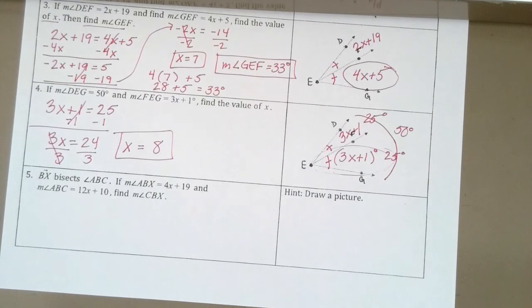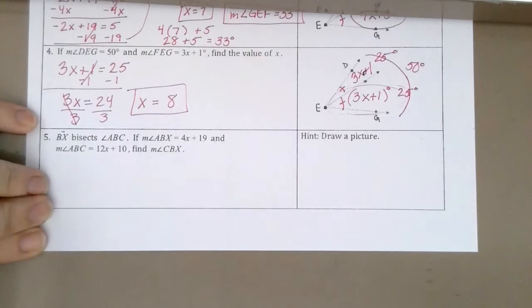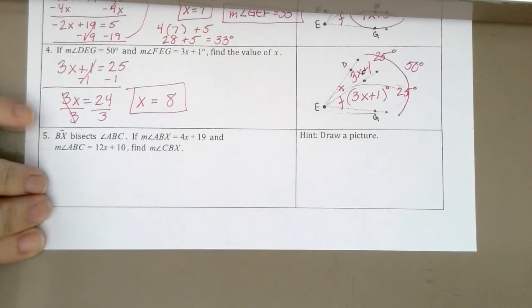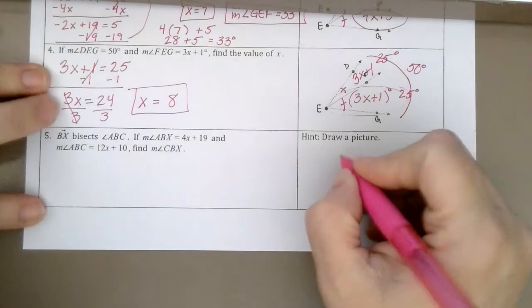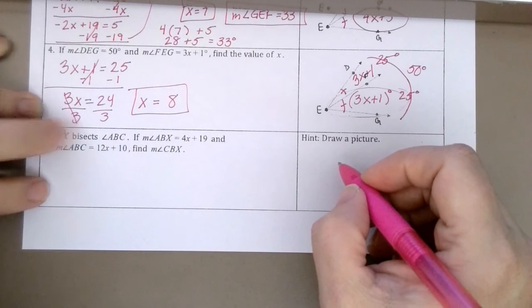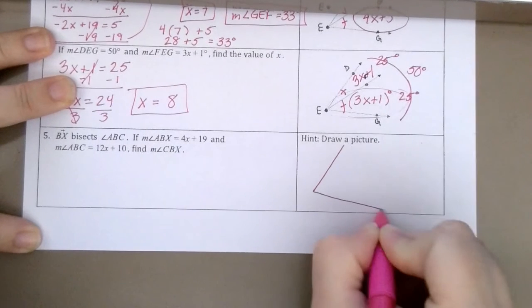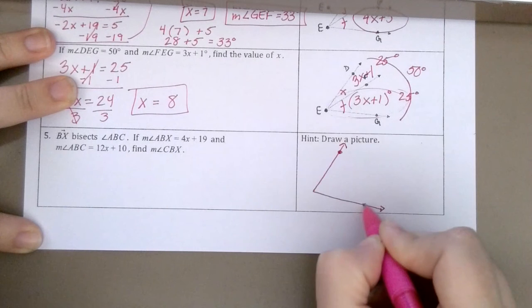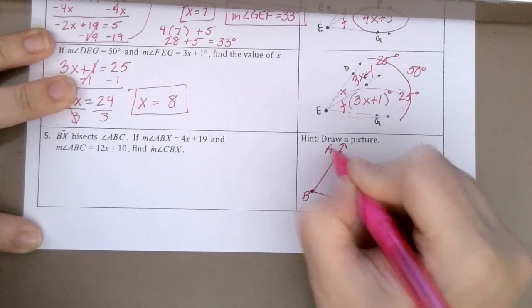Okay? All right. We have one that doesn't have a picture. Whenever it doesn't have a picture, I want to see a picture drawn. You should draw a picture so that you know what's going on. All right. So ray BX bisects angle ABC. So I'm going to start off by drawing angle ABC. What's the vertex of angle ABC? B. So A, B, C.